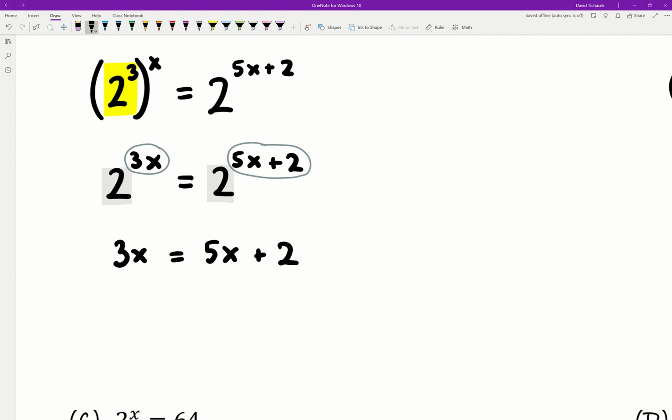And so in order to do that, we just need to get our x's to match up here. So subtract 5x from both sides. We're going to get negative 2x is equal to 2. And then, of course, divide both sides by negative 2, and we'll get our final result here.